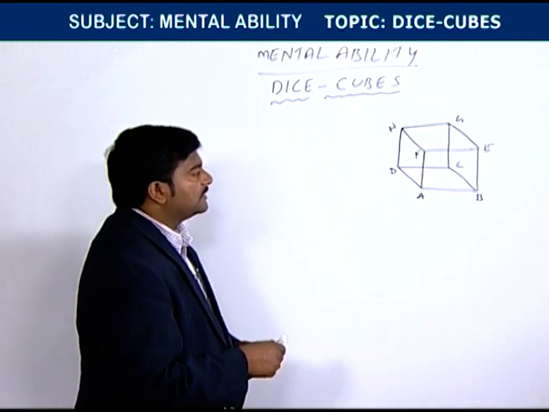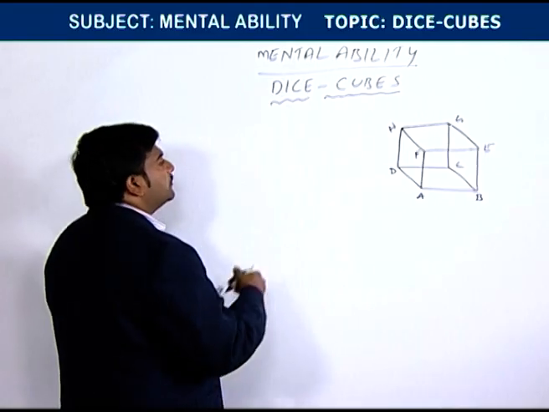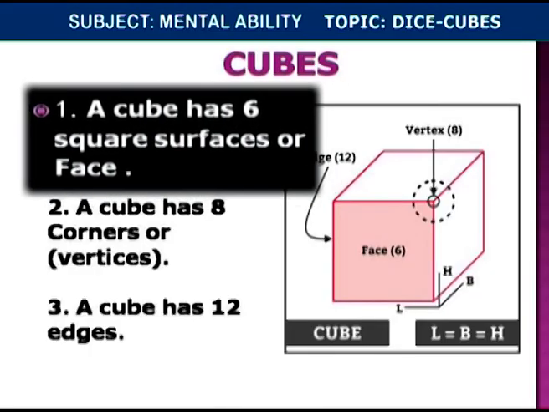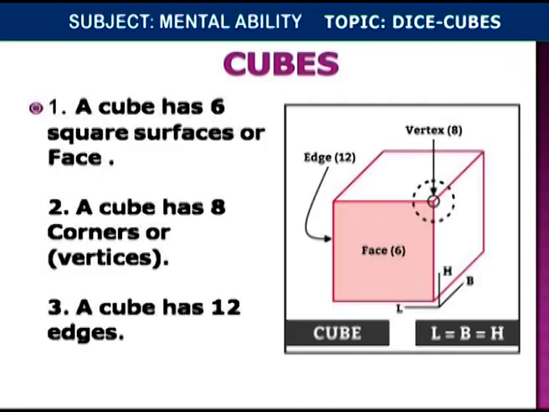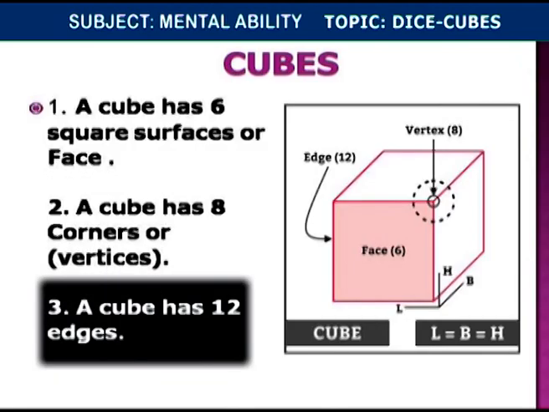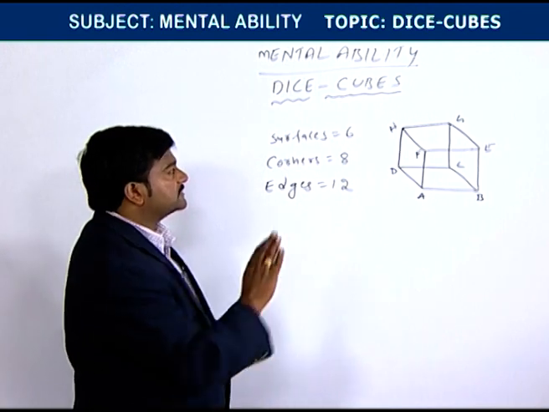Now about this diagram we have 3 points. Point number 1: a cube has a total of 6 surfaces. Similarly, a cube has simply 8 corners. And the third one is a cube has simply 12 edges. That's it. There are 3 points regarding this diagram.